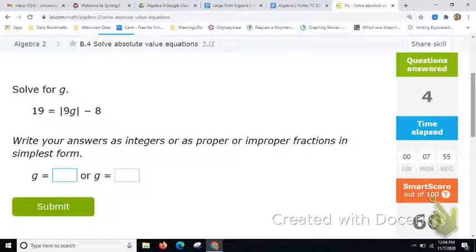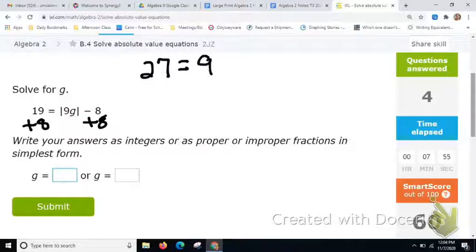All right, we finally get a question here as another example where we're going to have to do 2 steps, and we do need to get that absolute value by itself first. So first step is going to be to add 8 to both sides. Like if I was writing down things on scrap paper, this might be the first thing I'm writing down, that 27 equals 9g, and negative 27 is equal to 9g. So I just went ahead and split it up.